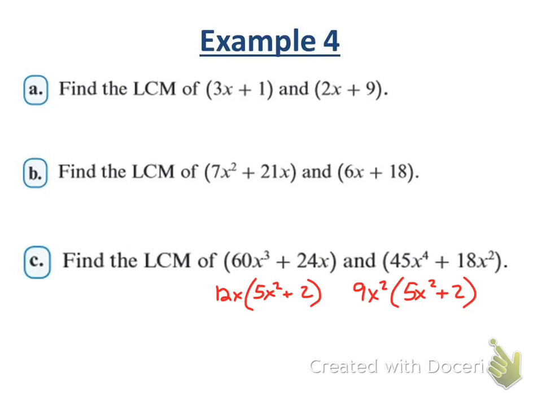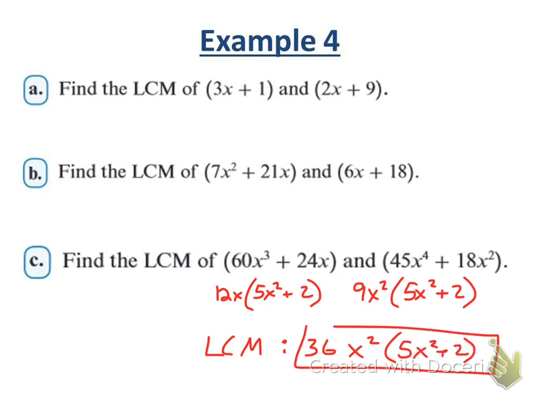All right, y'all stay with me, please. Everybody stop. You're going to be okay. Now, the LCM here, what's the LCM between 9 and 12? 36, right? I need a factor of x. How many factors of x do I need? X squared. And then I need a 5x squared plus 2. So that is the correct answer.